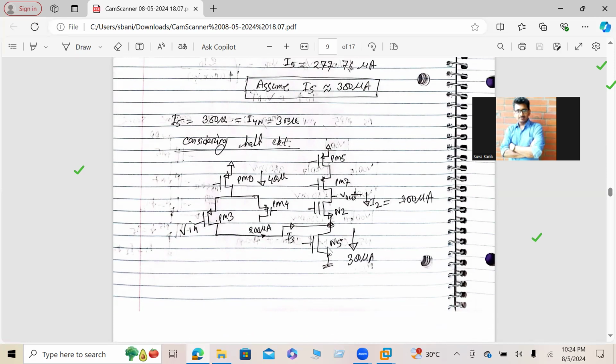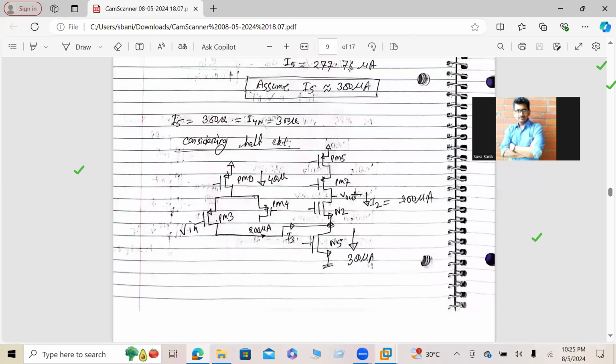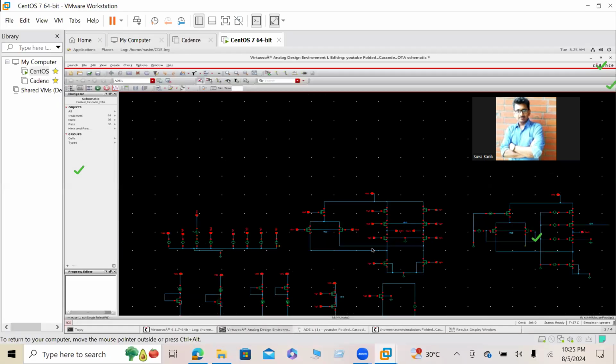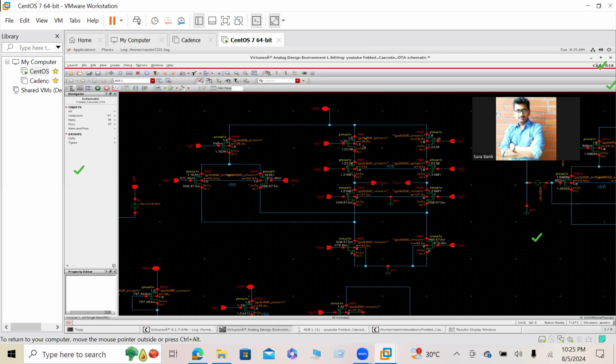So now 300 microampere current through my N5, right? As I explained, the current through N5 is nothing but the current coming from the differential path and the current coming from the folded cascode path. The current flowing through this transistor N5 comes from this top side and from this folded cascode path, and this current is the summation. I already explained the summation, right?